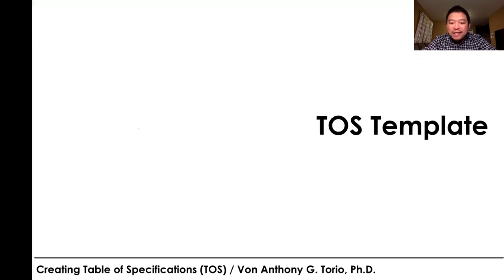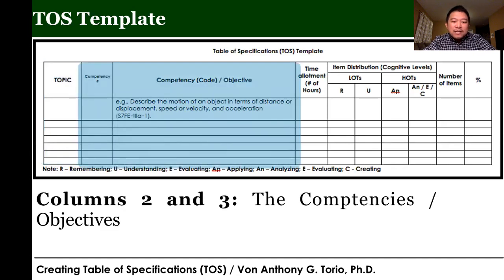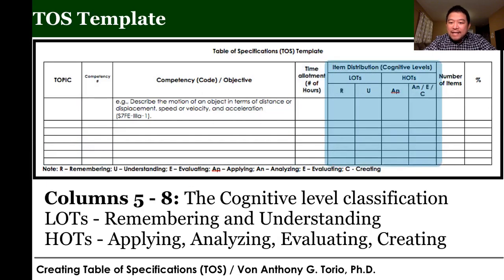Now, I created a sample template for table of specifications, which has 10 columns. The first column is where you'll be writing the general topics that will be covered for the particular examination you are to create. The next two columns are for the competencies or the objectives, or basically what you have subtasked from the competencies. The fourth column is for time allotment, and the next four columns are for the item distribution.